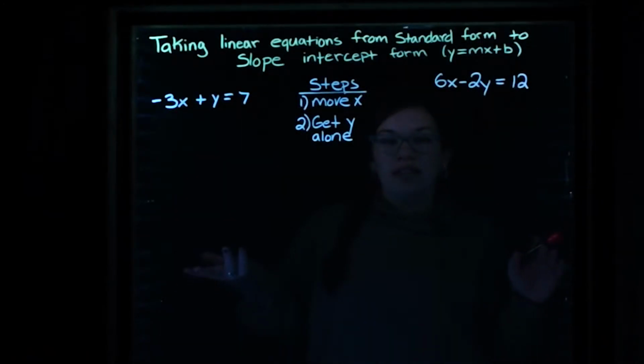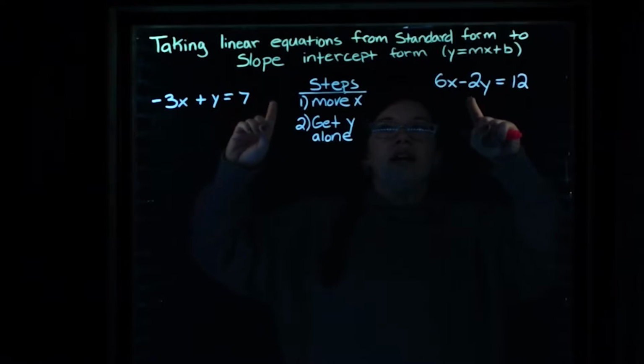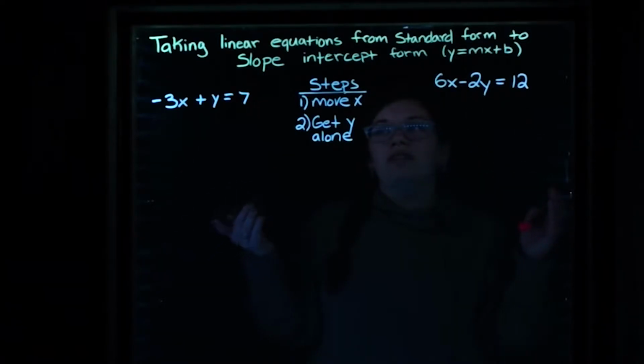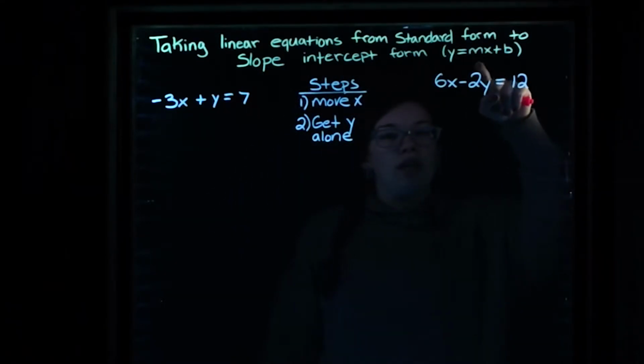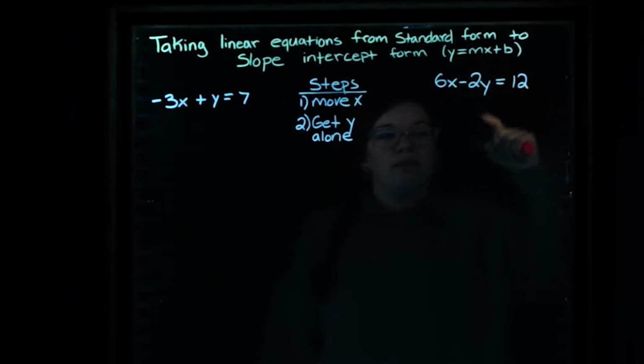Today we are going to take our linear equations and transform them from their standard form. I have two examples in standard form right now, and what we're transforming them into is their slope-intercept form. And here's a reminder of our slope-intercept form: it's y equals mx plus b.